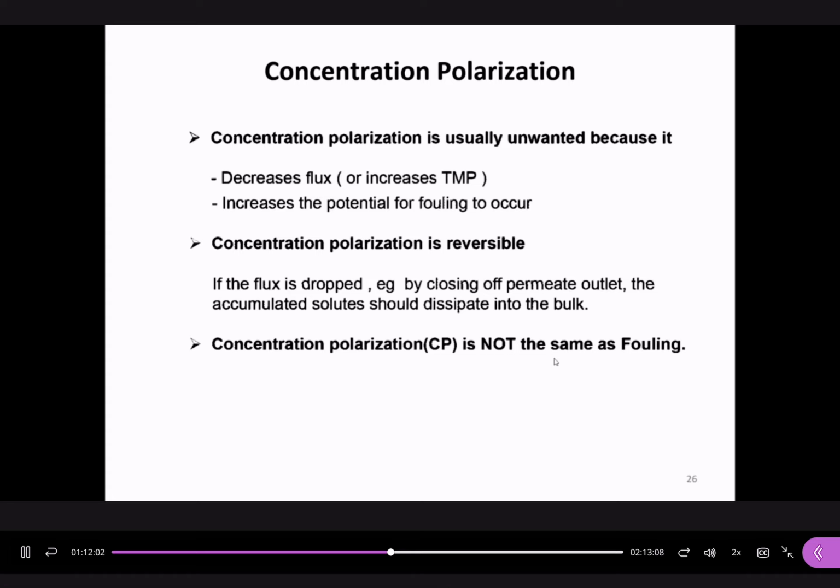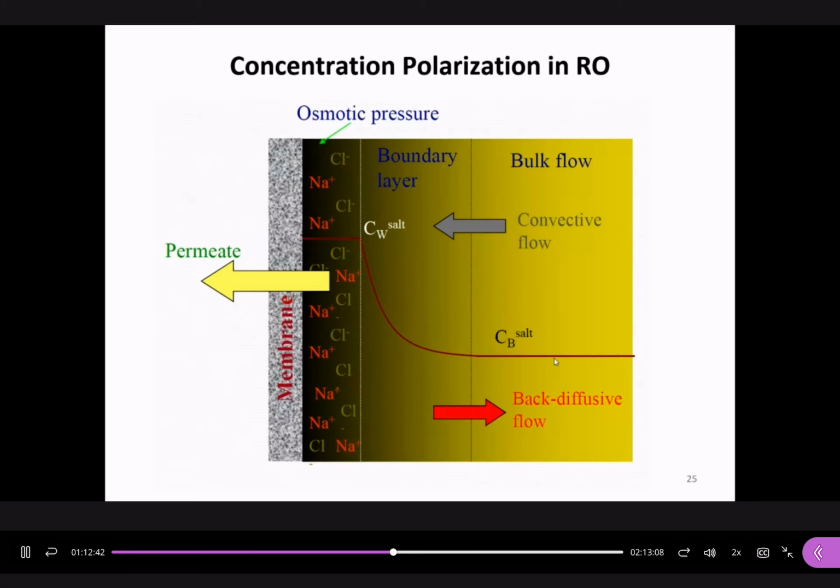You just change the flow pattern, or shut off the pressure, and the solutes will go back into the bulk. So it's not the same as fouling. Concentration polarization occurs still in water, in a layer close to the membrane surface, not on the membrane surface. Fouling happens on or in the membrane. Make sense? What's the difference? This layer is still in water, but you can imagine some solutes will come to the membrane surface. That is where the fouling takes place.